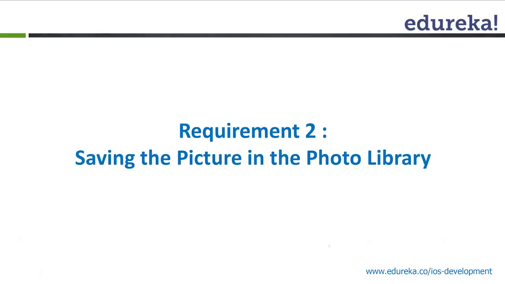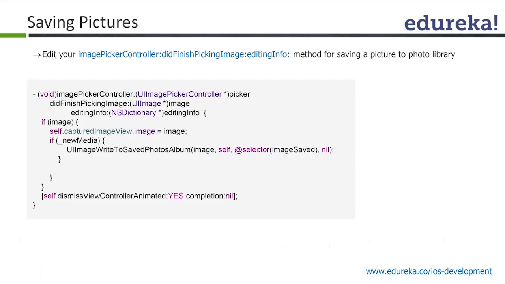And now let's go for requirement 2. So you have got your image. You have finished picking media, and there you have set this image to your image view. Now, how do you save this image to your photos album? So let's say you need it for further reference.